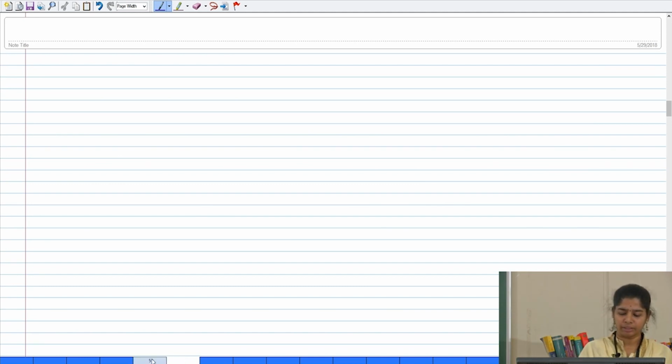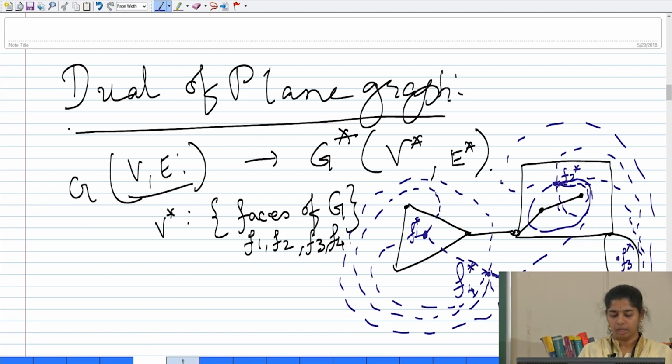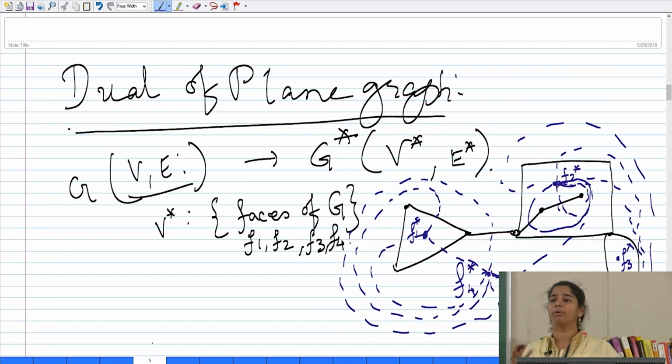So the next one is about the number of vertices, number of edges and number of faces that a planar graph contains. Okay.